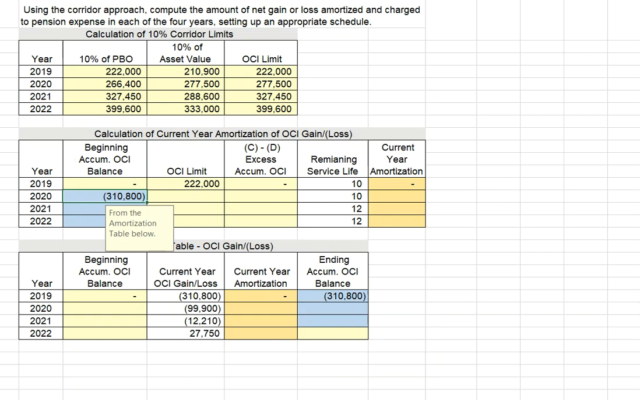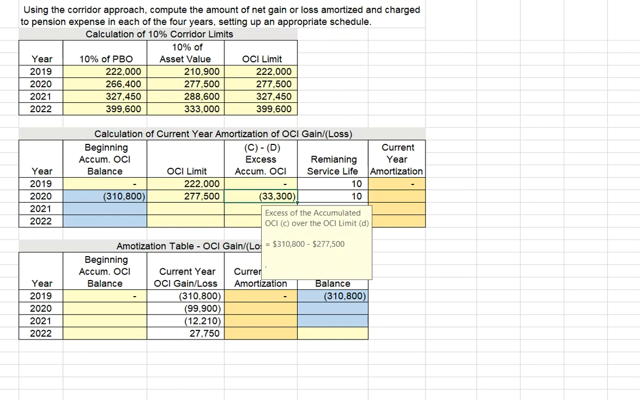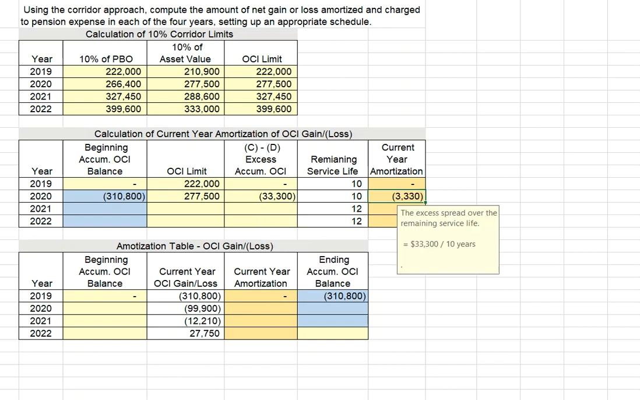Our OCI limit that we calculated above is the $277,500. The excess then is the difference between these two values, which is $33,300 in accumulated loss. We're told that we have 10 remaining service years, so we will amortize that over 10 years, and our amortization expense is $3,330.